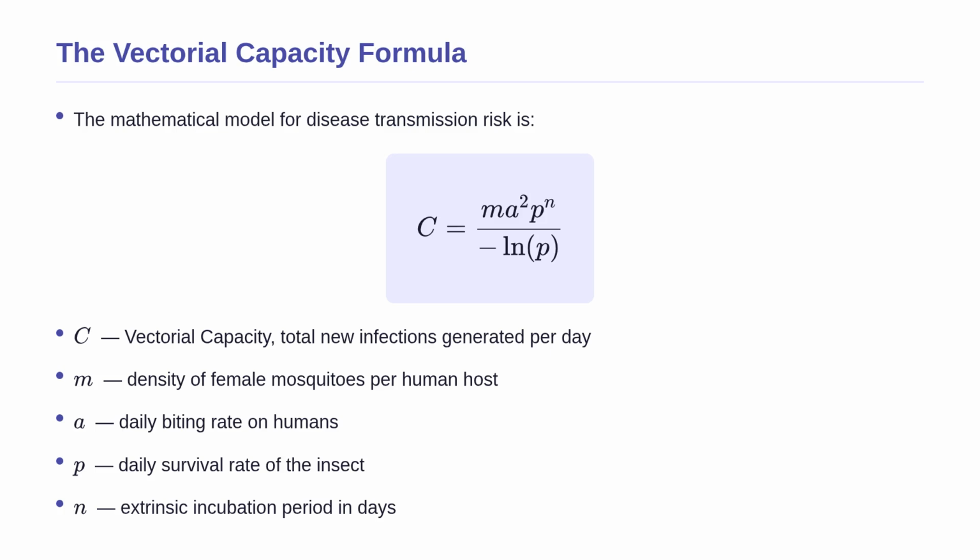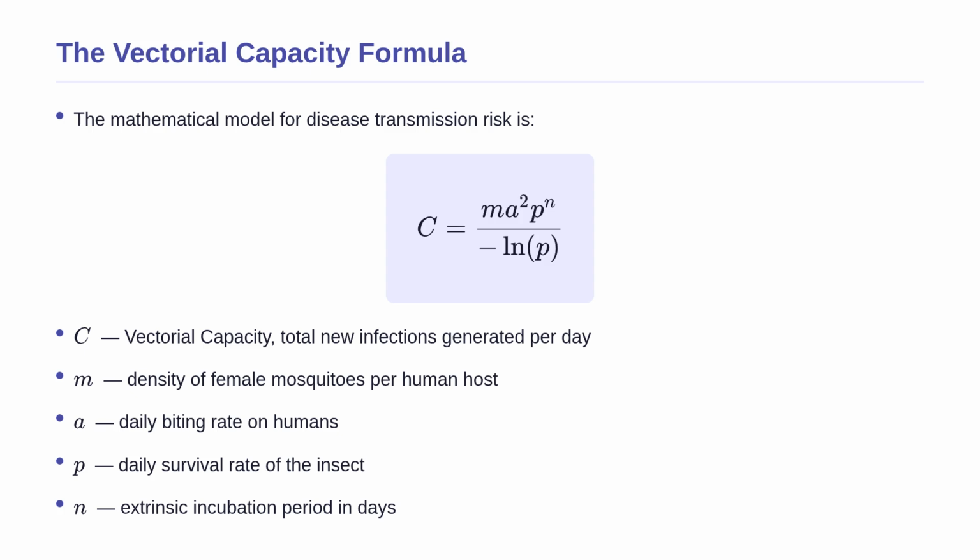This brings us to the mathematical heart of vector management. The formula for vectorial capacity, C, equals m times a squared times p to the power of n, all divided by the negative natural logarithm of p. Let us break this down.